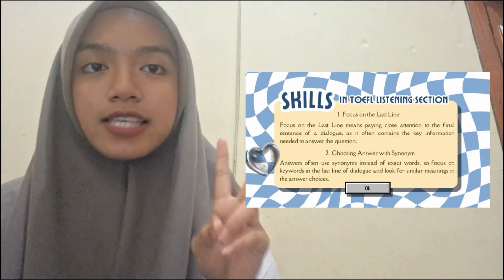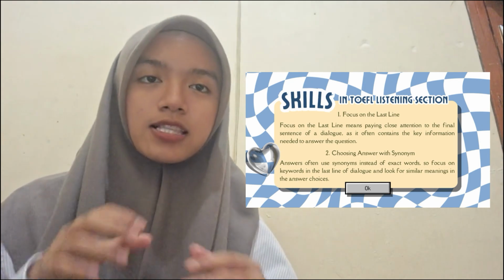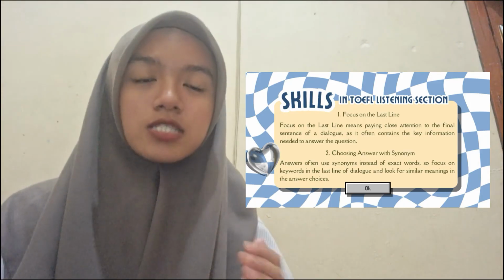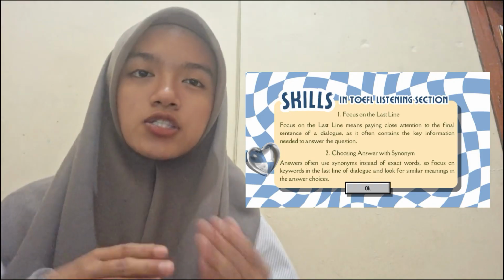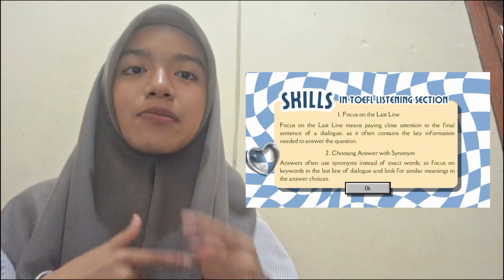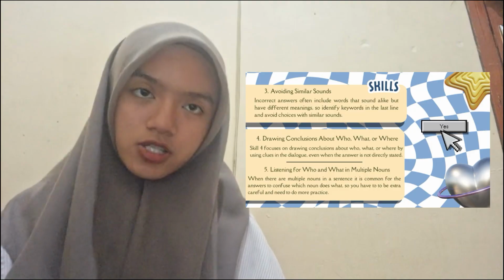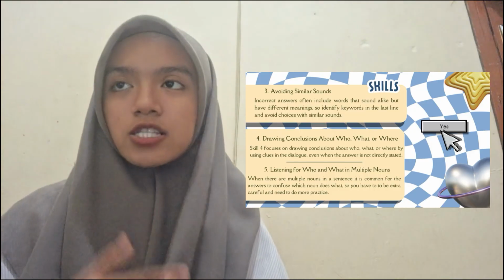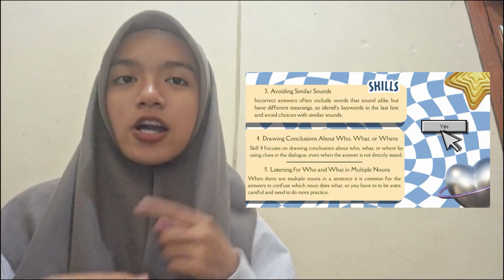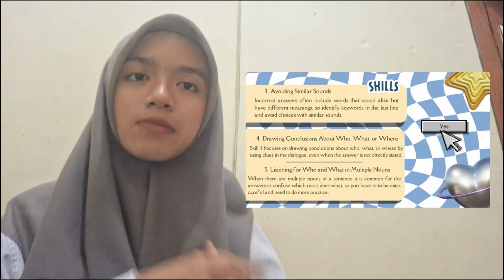And the second, choosing answer with synonym. Answers in the TOEFL listening section often use synonyms instead of the exact words. So focus on the keywords in the last line of dialogue and look for similar meanings in the answer choices. Next, avoiding similar sounds. Incorrect answers often include words that sound alike but have different meanings. So identify the keywords in the last line and avoid choices with similar sounds.